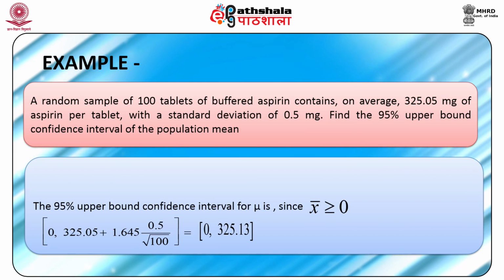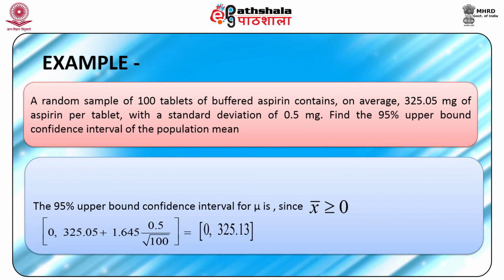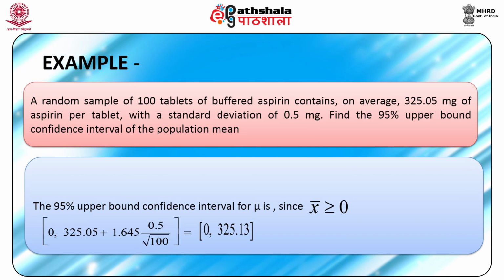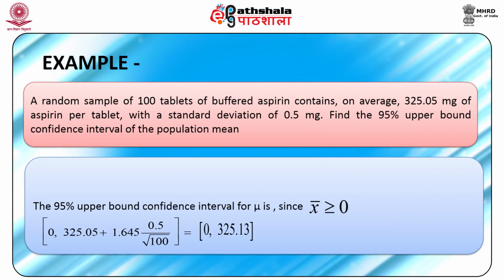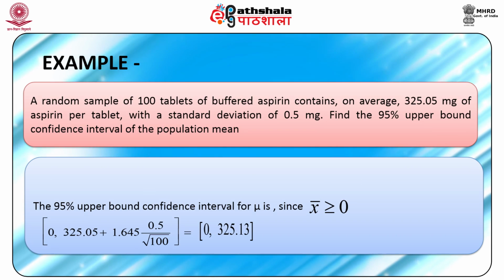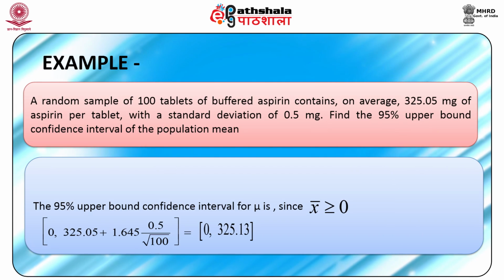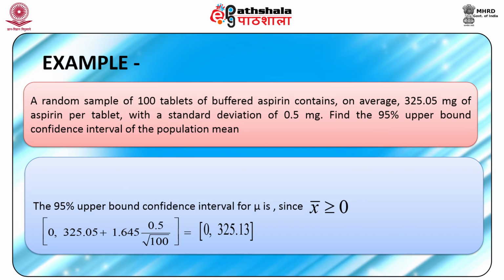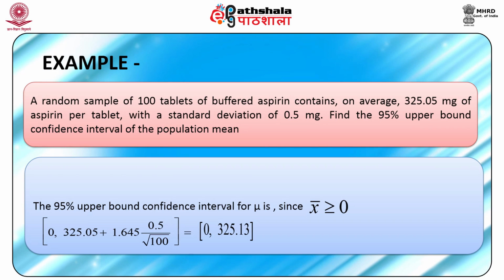Let's take example 6. A random sample of 100 tablets of buffered aspirin contains on average 325.05 mg of aspirin per tablet with a standard deviation of 0.5 mg. Find the 95% upper bound confidence interval of the population mean.